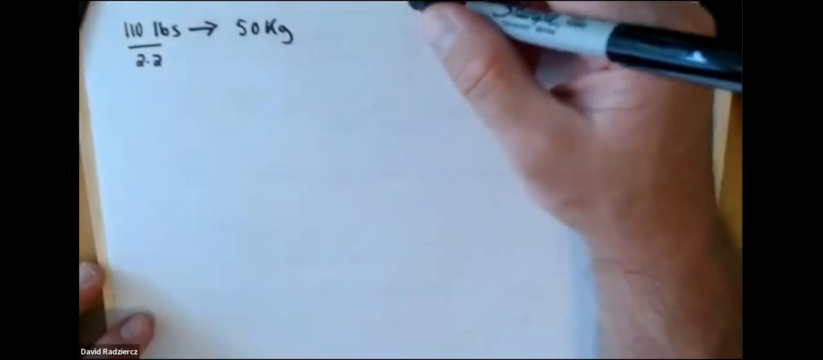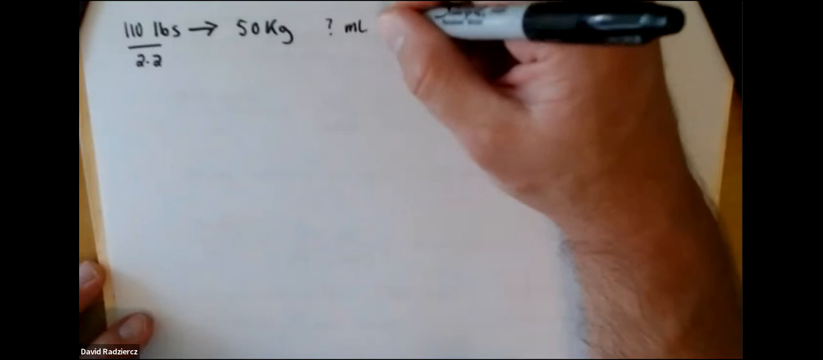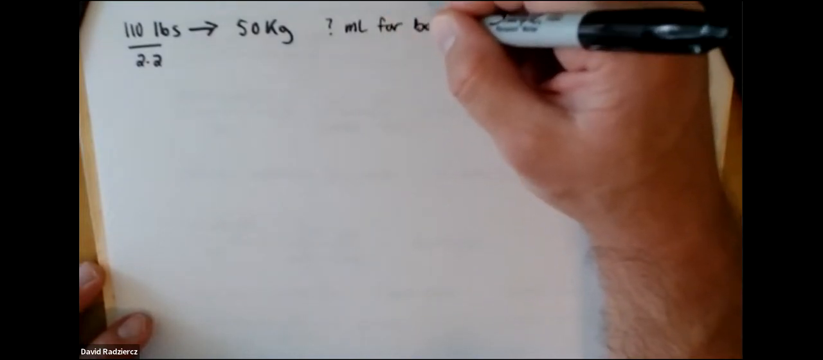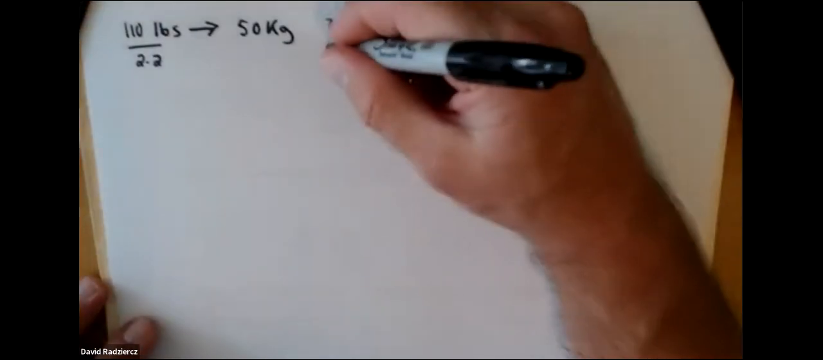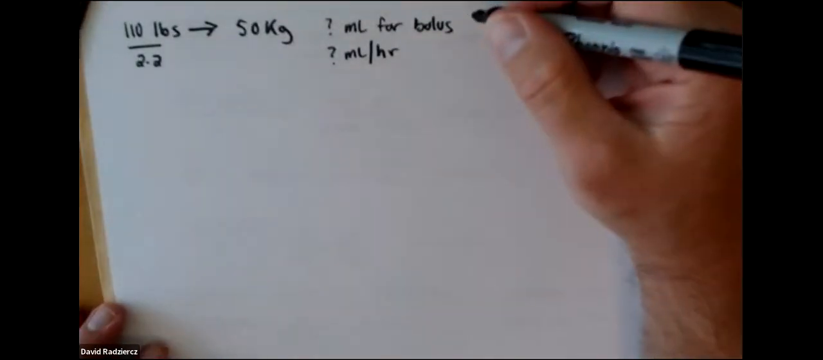So 50 kilograms is the patient's weight in kilograms. I need to know the patient's weight in kilograms in order to do the other steps of the protocol. So let's look at the questions for heparin. Part A says to calculate the number of milliliters to administer for the bolus. So I want to know milliliters for bolus. And for part B, I want to know the milliliters per hour for the infusion, for the heparin IV.